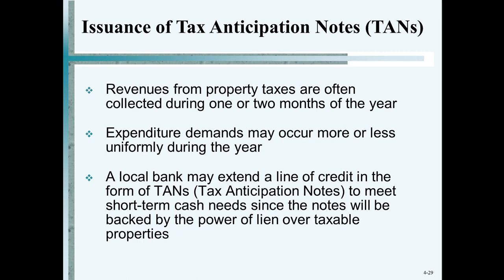So a local bank may extend a line of credit in the form of TANs, or tax anticipation notes, to meet short-term cash needs, since the notes will be backed by the power of lien over taxable properties. So this is basically a form of a secured note, because the government can over time, if you don't pay taxes on property, seize it from you. So if you didn't pay taxes for a certain amount of time, they would place a lien on it, and you'd have a certain amount of time to clear that up, and then they would seize the property and most likely auction it off and recover their costs in that way.